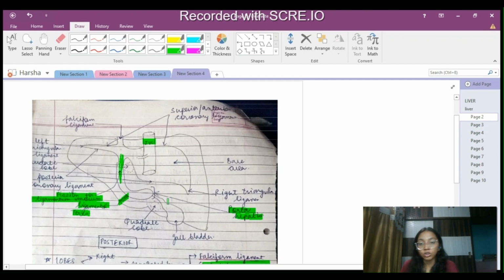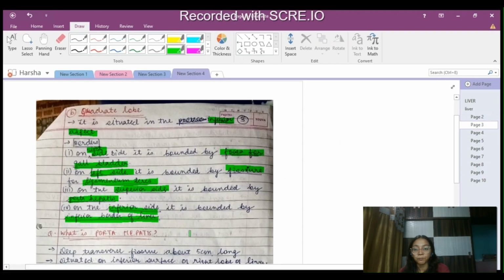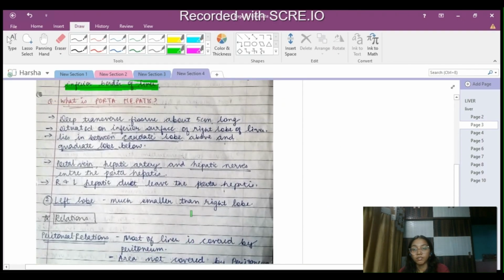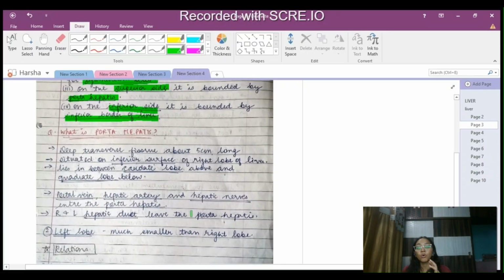So these are the two lobes which are under the right lobe of the liver: one is the caudate lobe and one is the quadrate lobe. Again, the caudate lobe is situated on the posterior surface of the right lobe, while the quadrate lobe is present on the inferior surface of the right lobe. Clear? Now, a very important part: what is the porta hepatis?